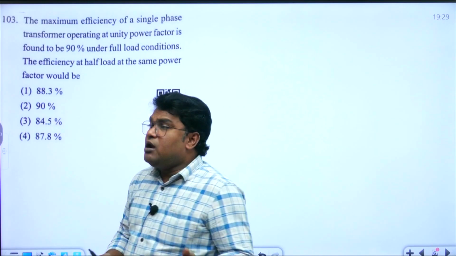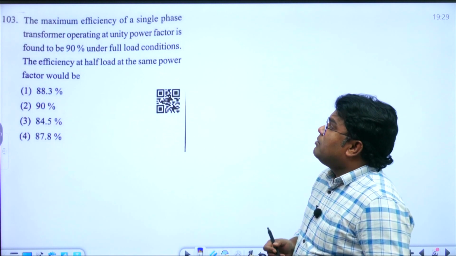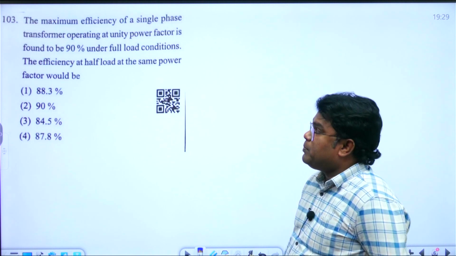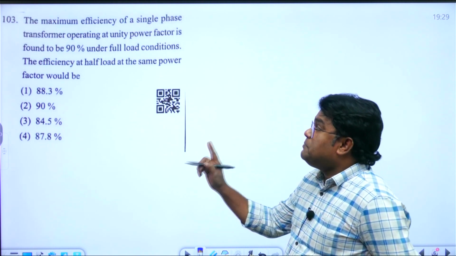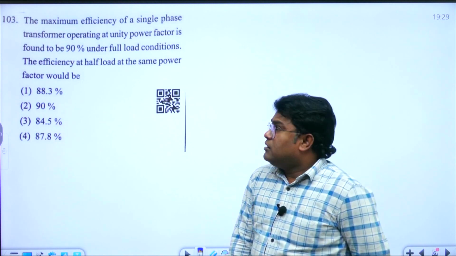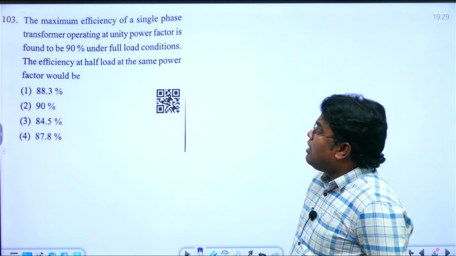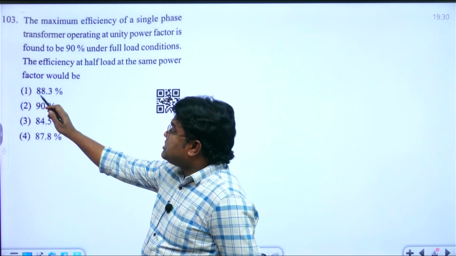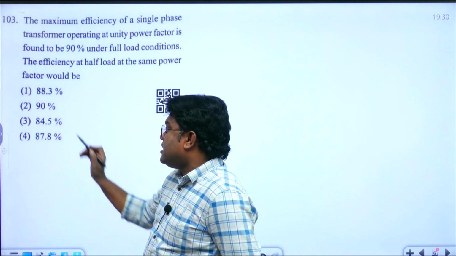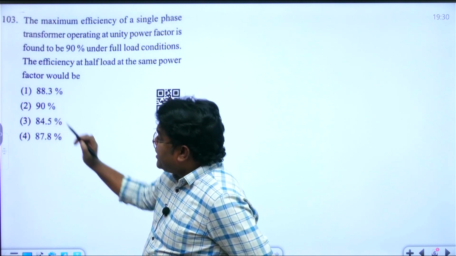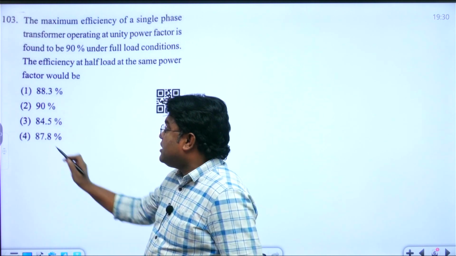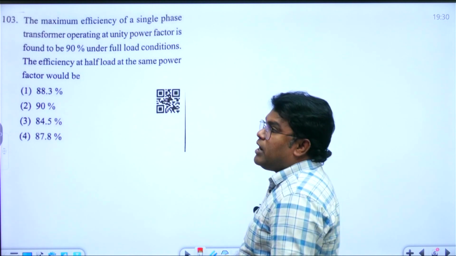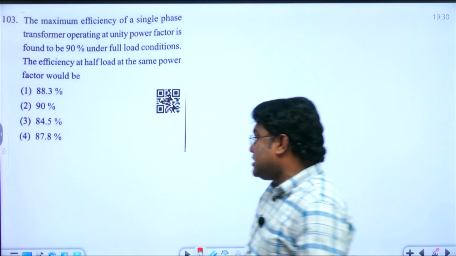Next, let us solve another question. The question is: maximum efficiency of the single phase transformer operating at unity power factor is found to be 90% under full load condition. The efficiency at half load at the same power factor would be? Options: option 1 is 88.3%, option B is 90%, option C is 84.5%, and option 4 is 87.8%. So we know the formula to find out the maximum efficiency of the transformer.